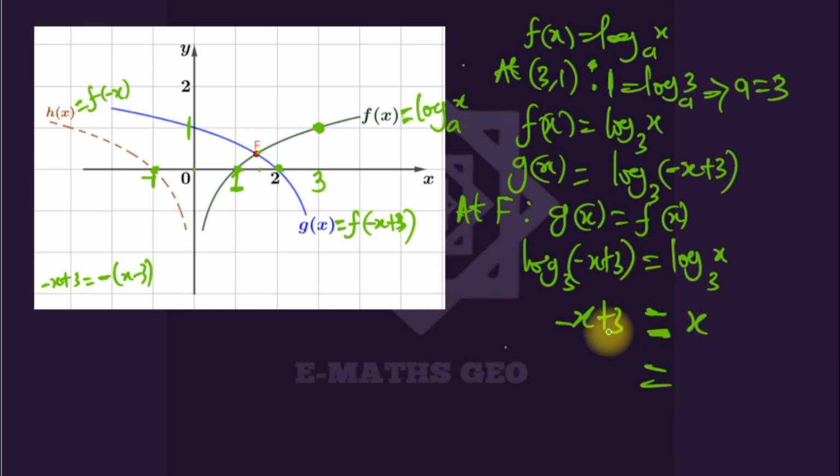-x + 3 must be equal to x for the two to be equal. So we have 2x, that's x plus x, 2x. We are left with 3 here. Therefore, x is 3 over 2. So the value of x is 3 over 2. To get the corresponding value of y, we choose either f(x) or g(x) and substitute the value of x so that we'll get the value of y. But we have to get the coordinates. So let's choose f(x).